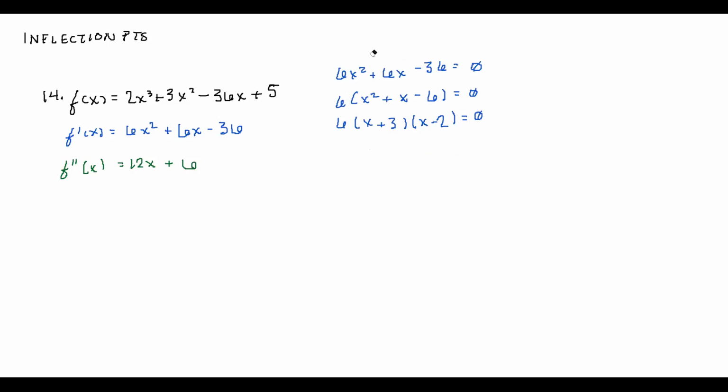What does this tell us? Where are my critical points? This whole equation is equal to 0 when any one of these pieces equals 0. So when x plus 3 is equal to 0, or when x is equal to minus 3, and x is equal to 2. These are our critical points.